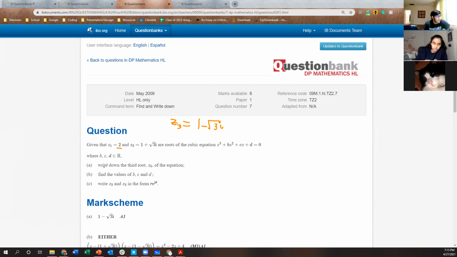Now, write down the third root. Oh, we've already done part A, which is great, and we earn a point for that. Okay, now find the values of B, C, and D. We need to find B, C, and D.